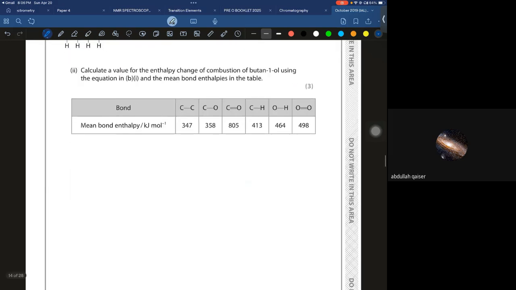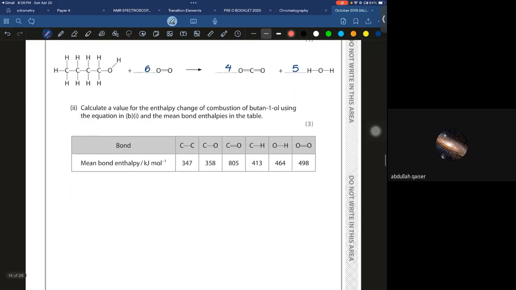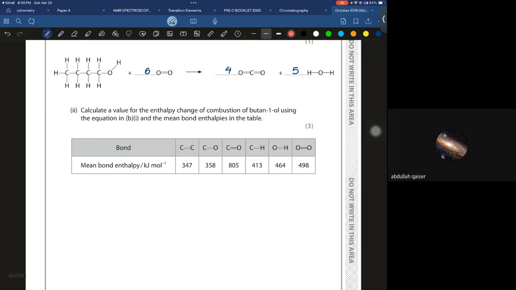Basically, how many C-H bonds do we have? One, 2, 3, 4, 5, 6, 7, 8, 9. So 413 times 9. And the O-H bond is 464. And the C-C bond and C-O bond is 358. Okay, C-O bond and then C-C bond. Three C-C bonds, like 347 times 3, plus O=O 498 times 6. What's the answer of this?